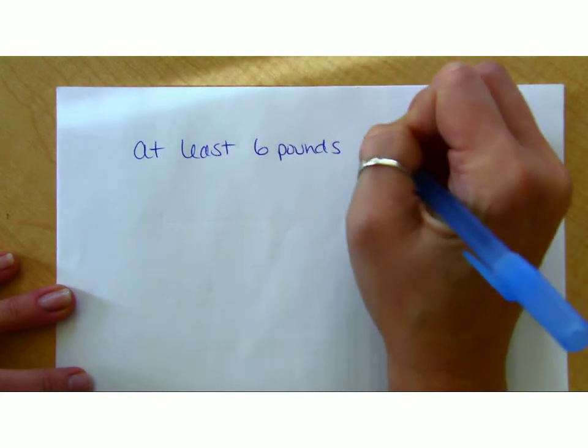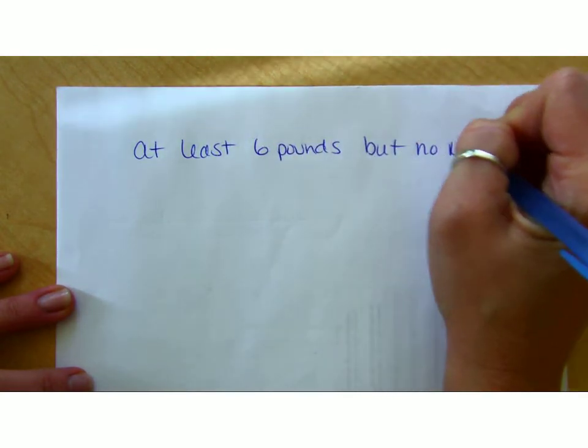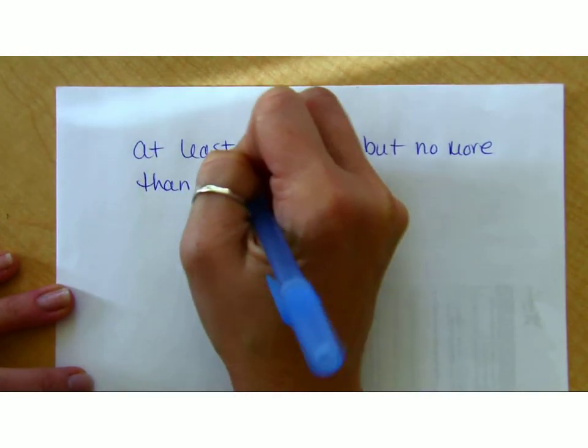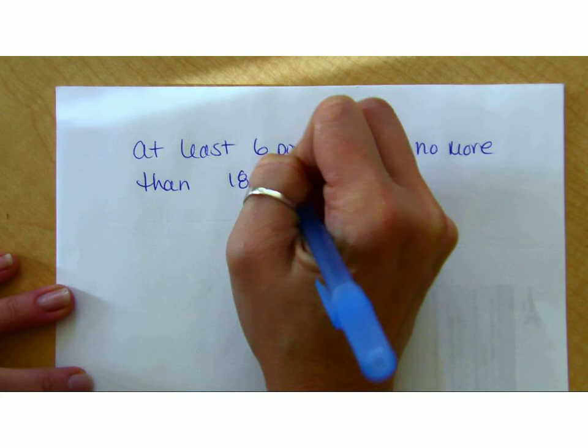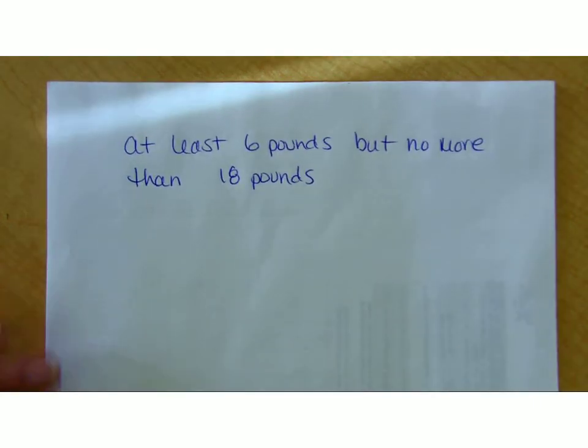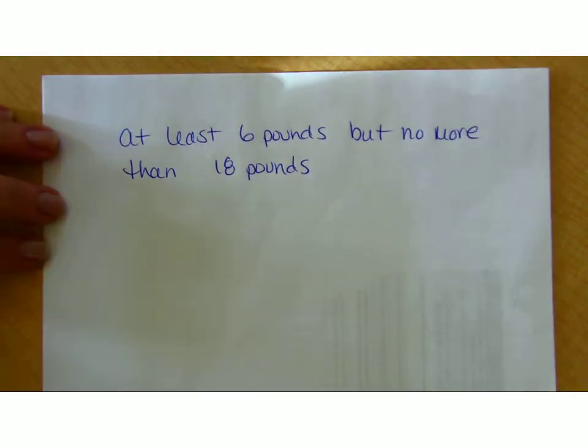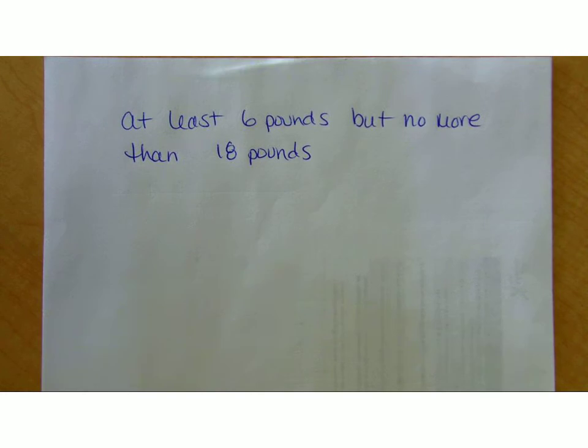but no more than 18 pounds. That's the fat cat. Mine's about 10, I think. Some people's cats are like 22, 23 pounds. That's giant. All right, so write a compound inequality to represent what the possible weights could be for your cat to be in a healthy range.